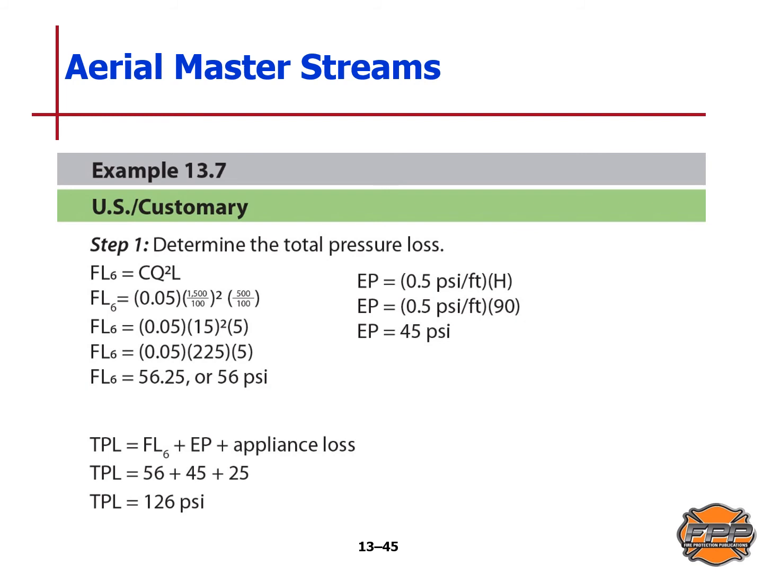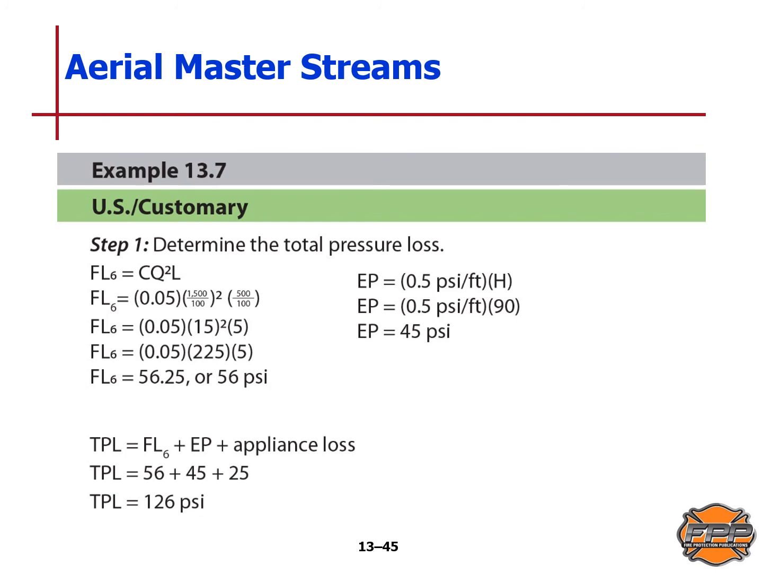So we're still talking about aerial master streams. Let's look at example 13.7 again from your book. Step 1, determining total pressure loss. The friction loss on the 6-inch diameter hose is CQ squared L, same formula. So friction loss for 6 is 0.05, which is your coefficient from the table, times 1,500 over 100, because you're running 1,500 feet of hose, divided by 100 squared, times 500 divided by 100.